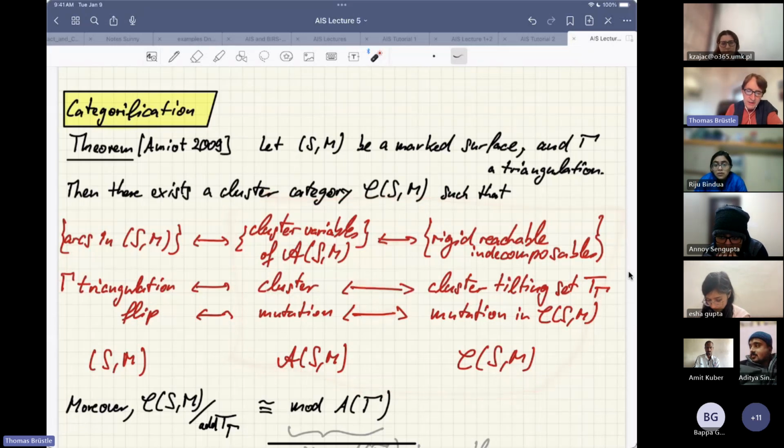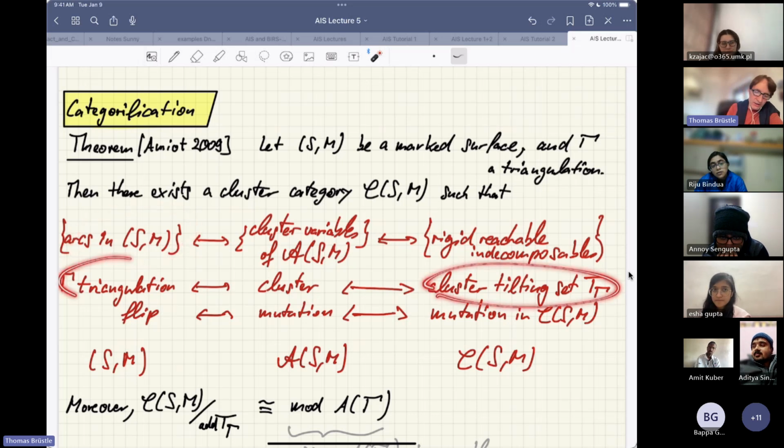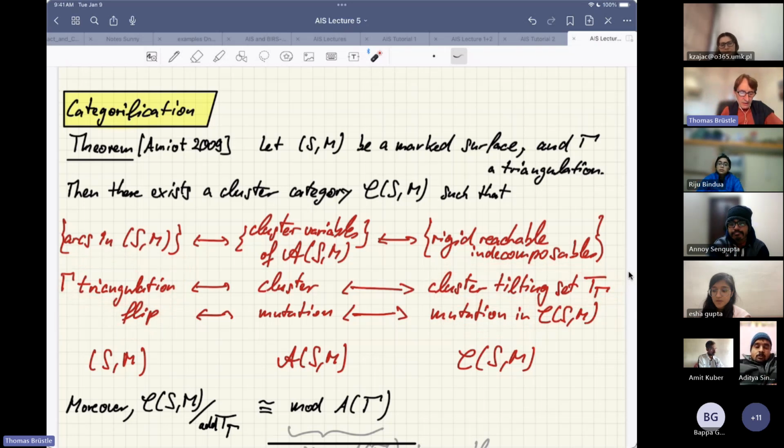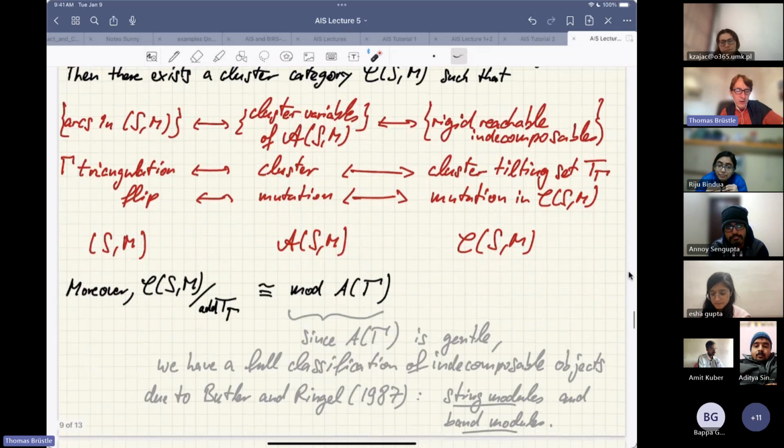And these nice bijections go all the way to what we have already established before. So these indecomposable rigid objects correspond to arcs, cluster tilting sets to triangulations, and mutation is a flip. So you can really relate these three things. And moreover, we have the same formula that we had yesterday.